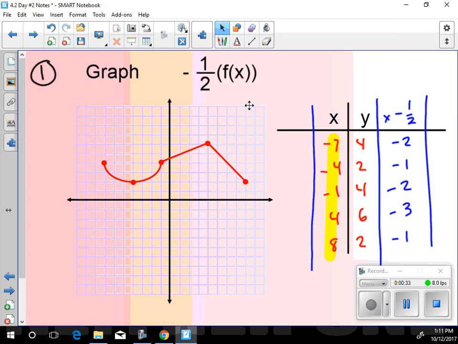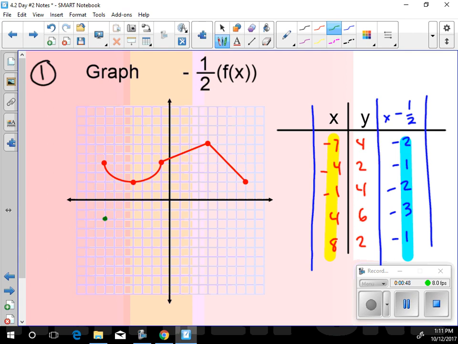So now I have new y values. Let's plot those with our x values that never changed. Let's plot it in green. -7, -2, -4, -1, -1, -2, 4, -3, and 8, -1. Okay, so I'm going to try not to screw this up in the process.